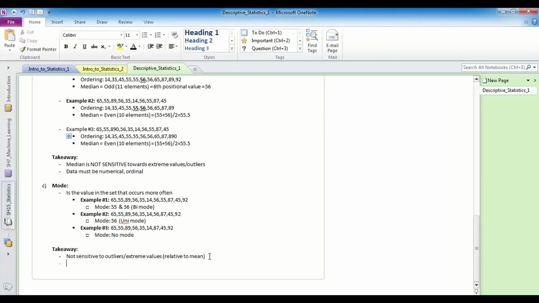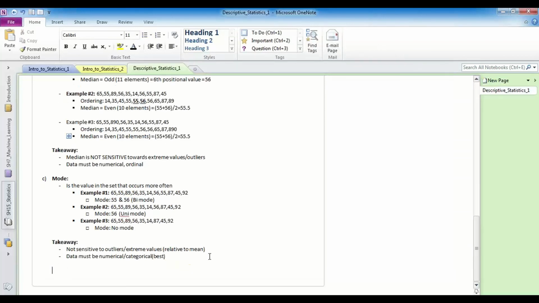Because when you talk about numerical values, we are lucky if we don't get any decimal or floating point numbers. The moment you deal with floating point numbers, getting a repetition of that kind of decimal value is very rare. But when you talk about categorical data, you can definitely see a lot of repetitions in a particular scenario. So the reason you can claim the mode can be one of the best measures of central tendency when you're dealing with categorical data.